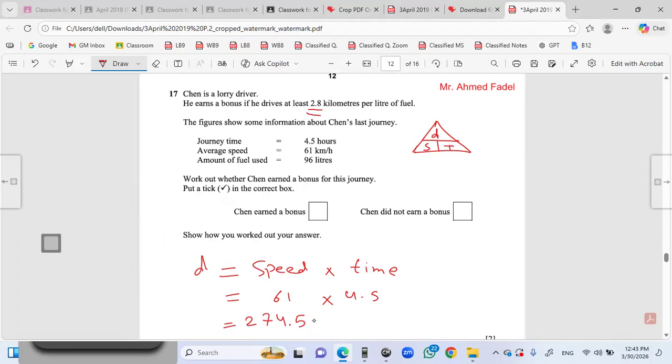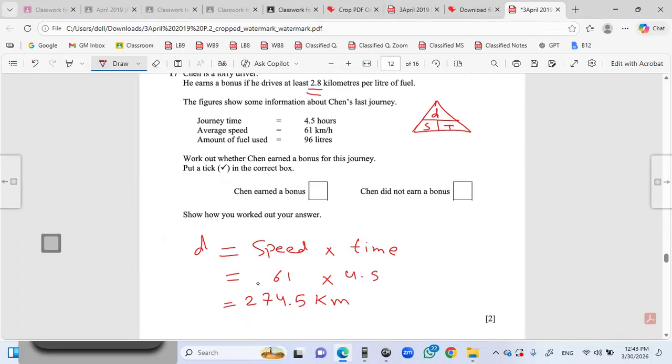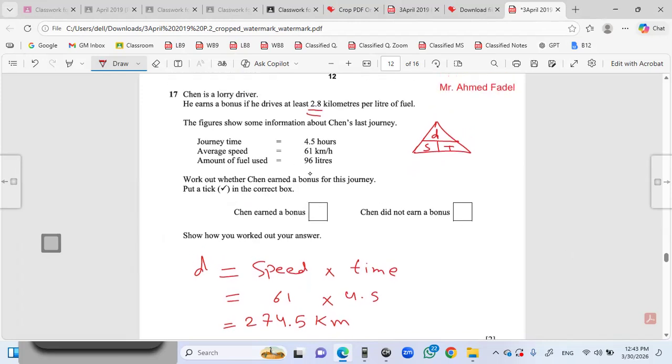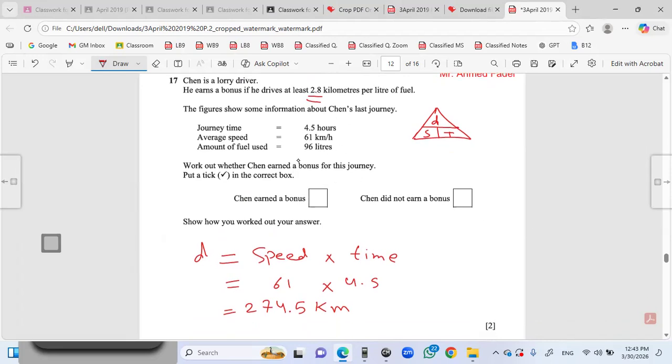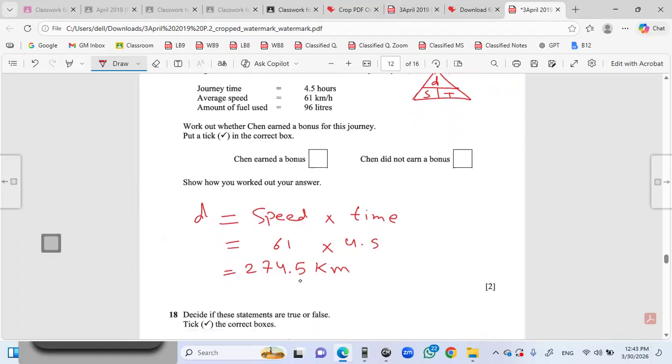274.5 kilometers. This is what he drove. All right, this is the distance. Oh, Mister, is that it? Actually, no, because I need to find exactly how many kilometers got driven per liter. So I got 96 liters for that. So this took 274.5 kilometers for 96 liters.